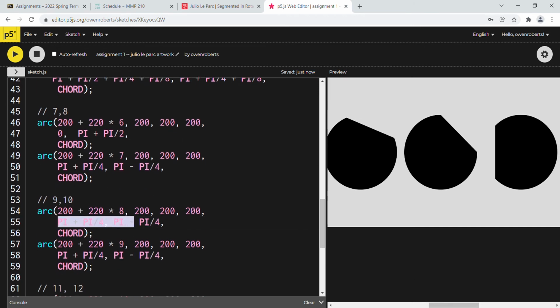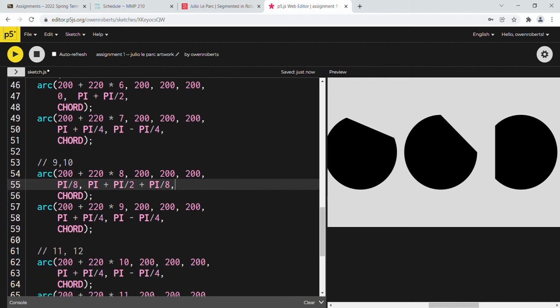Okay, so now it'll be kind of easy. So now it's just pi over 8. So 0 plus pi over 8. Then pi plus pi over 2 plus pi over 8. And let's see if I can do 2 at a time. Pi over 4. Pi plus pi over 2 plus pi over 4.